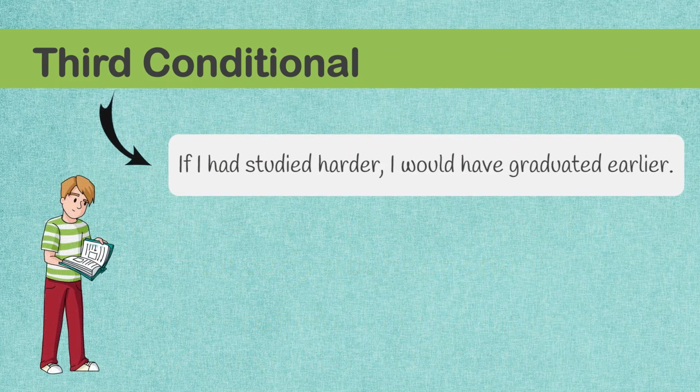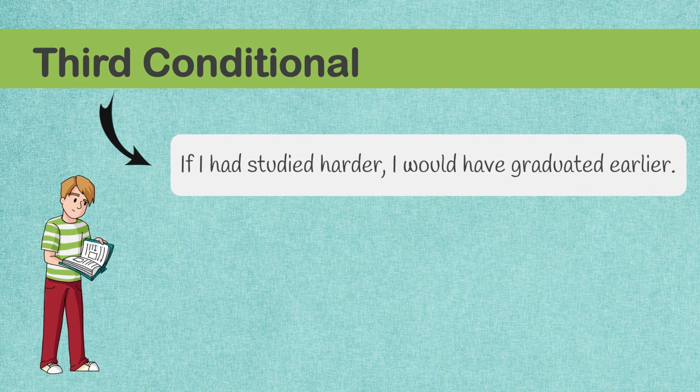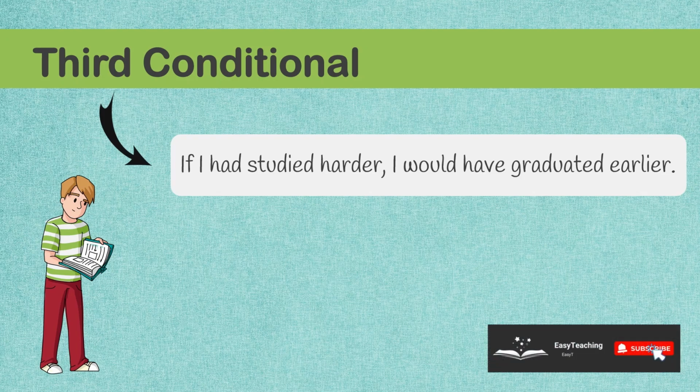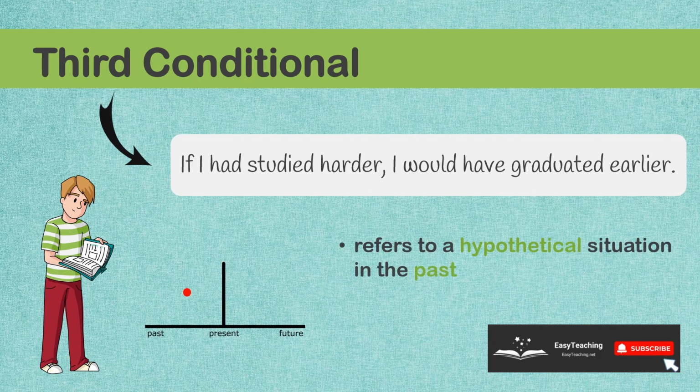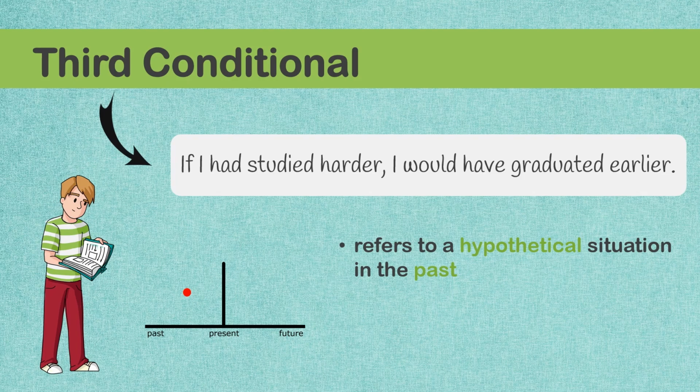Here's an example. If I had studied harder, I would have graduated earlier. The third conditional is used because it refers to a hypothetical situation in the past. The sentence imagines an alternative past where I had studied harder, which would have led to graduating earlier.